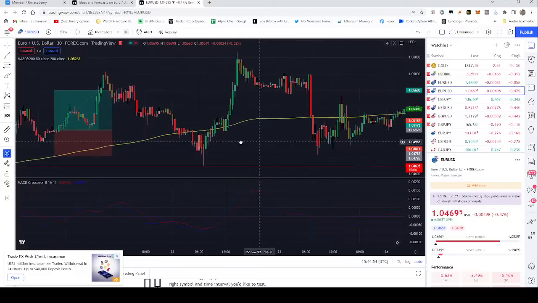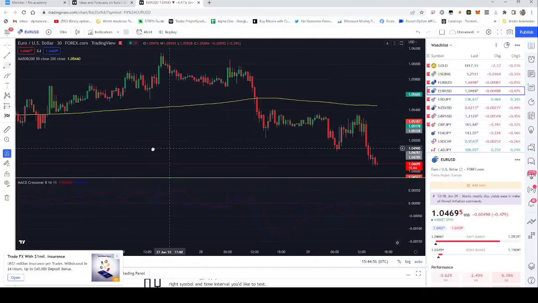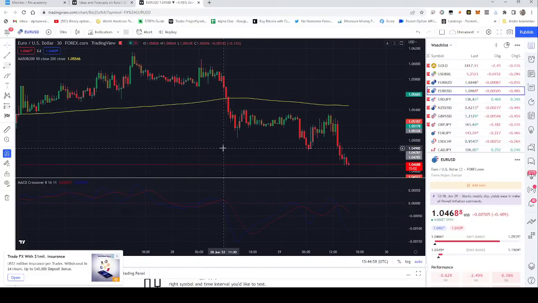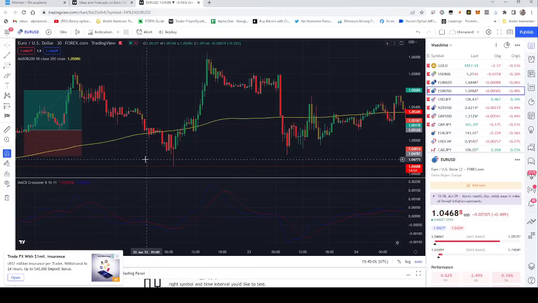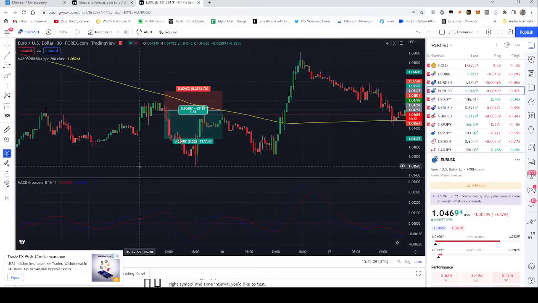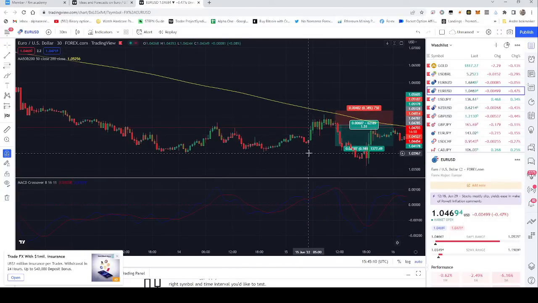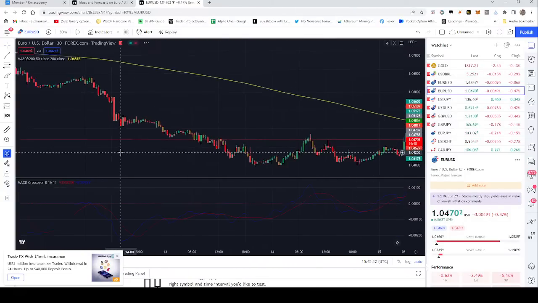Let's see if we can find a short trade. We will not have taken this, we will not take this, and we will not take this. So let's go back a little more in time so we can get a short possibility more.